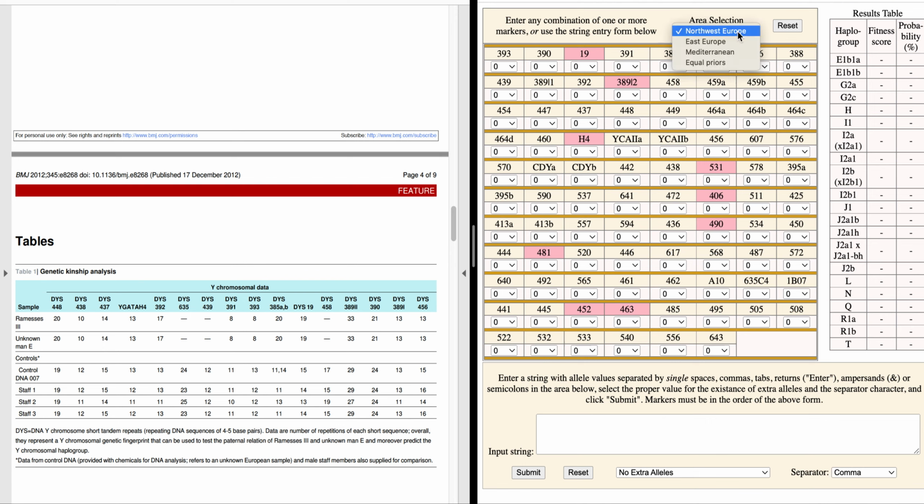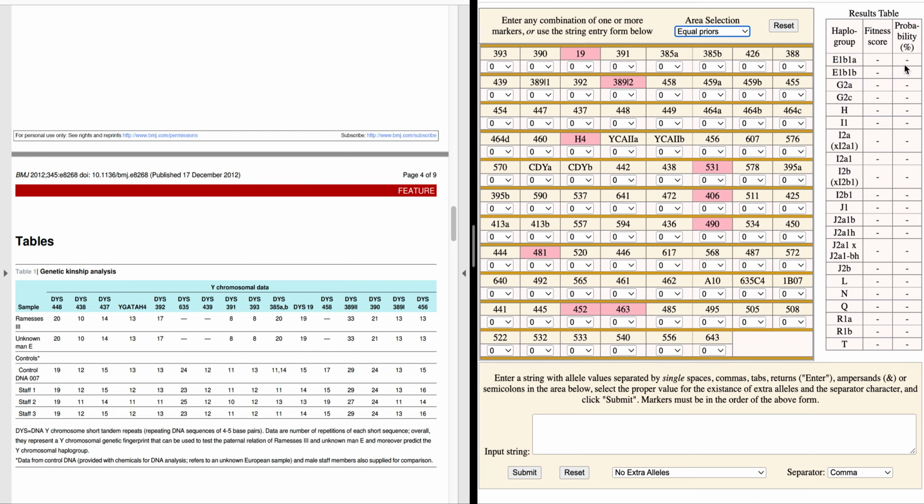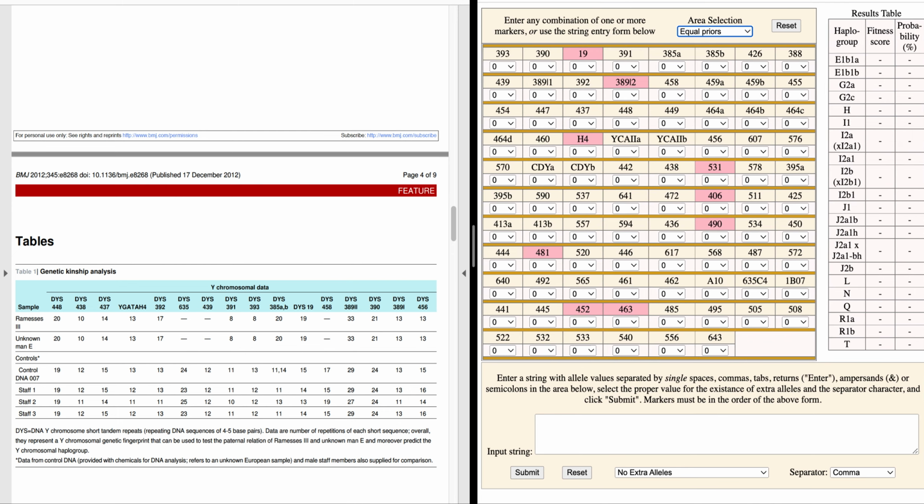In this area selection, most people use either Mediterranean or equal priors, since Egypt is around the Mediterranean, but equal priors is just good. In the results table over here, what you want is the probability percentage. So let's go ahead and get started. To make sure I'm doing this correctly, I'm going to be typing in the DYS values right here in the Y-chromosomal data.